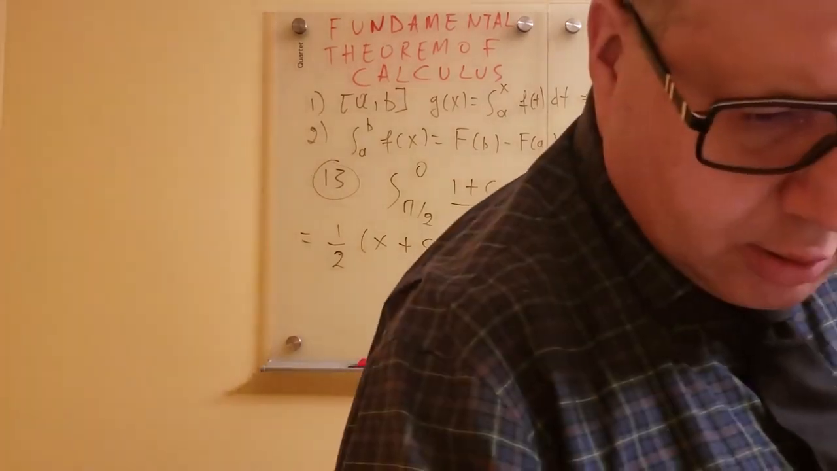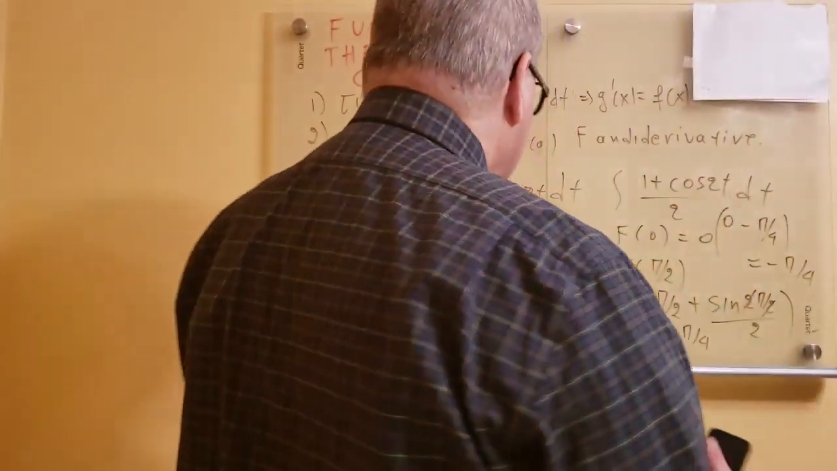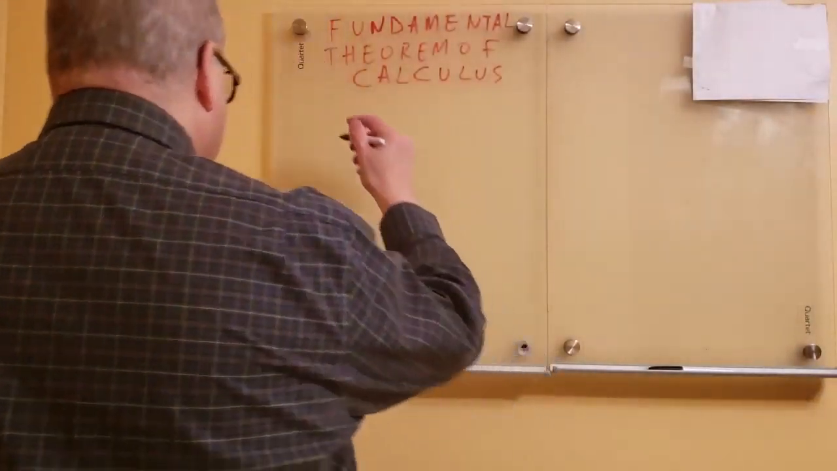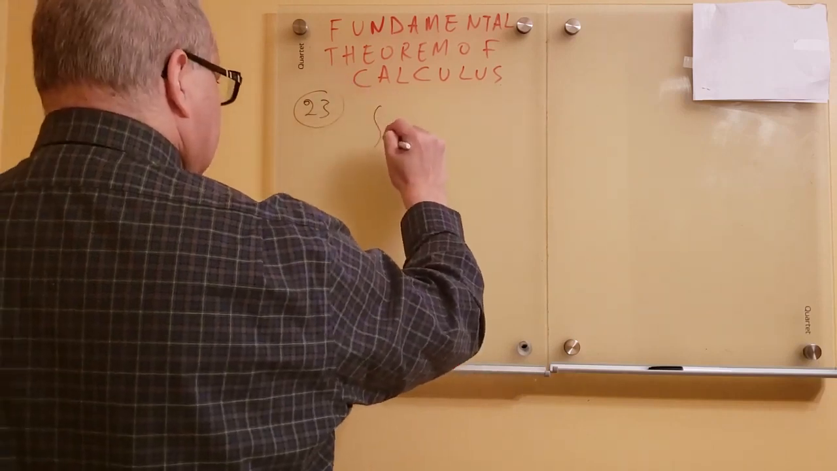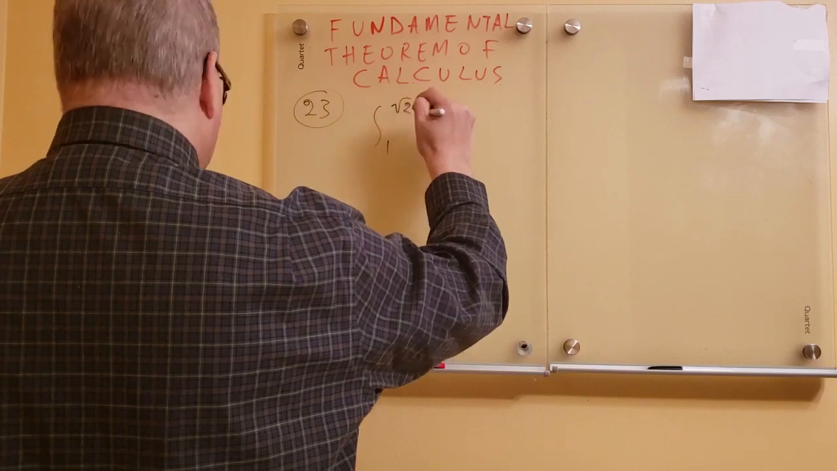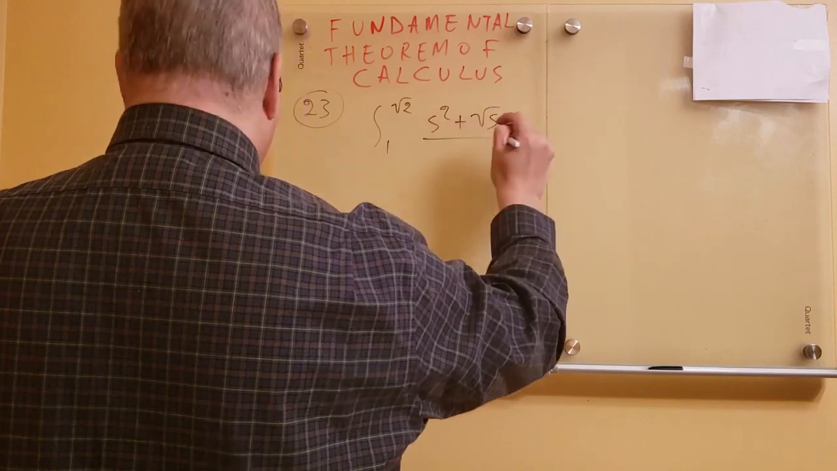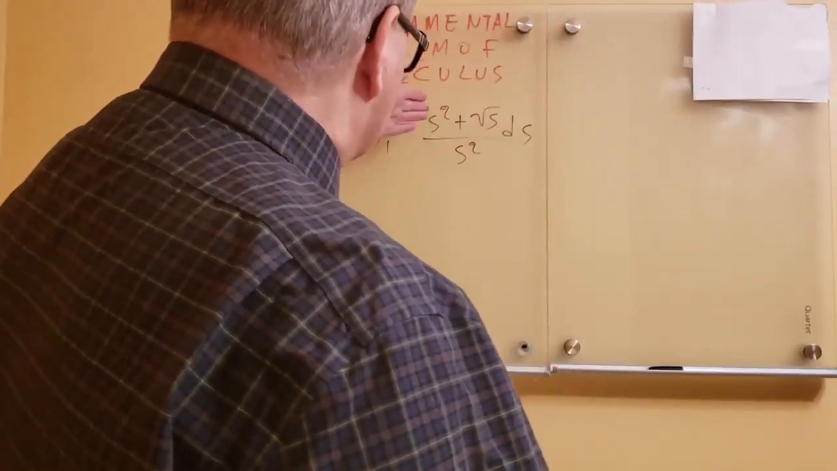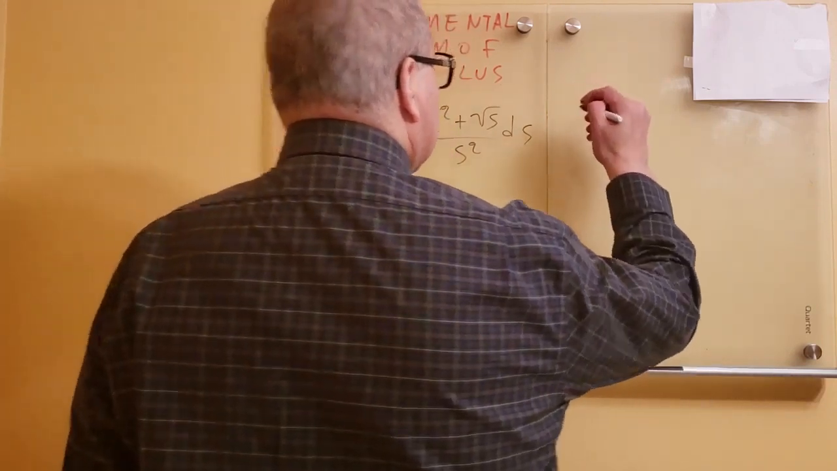Okay, so now let's continue to problem 23, which I forgot to mention in the beginning. So problem 23 is to find the definite integral again, from 1 to square root of 2 of s squared plus square root of s over s squared with respect to s. Again, it's the same story. So first you have to find the integral, the antiderivative. So let's go and find it.